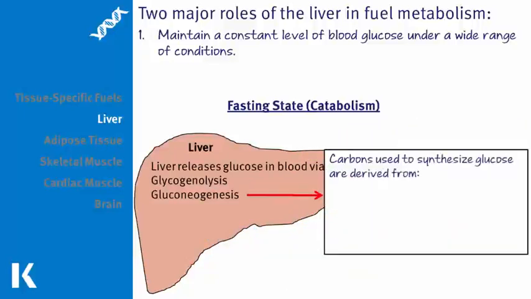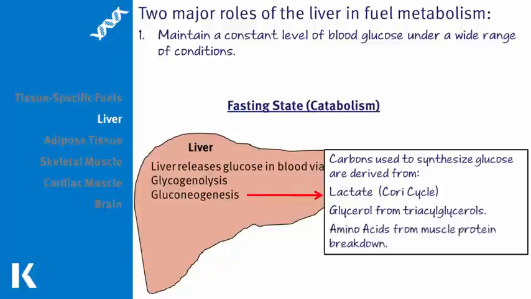Let's take a closer look at gluconeogenesis and where the carbon atoms required to make glucose come from. The first molecule is lactate, which is carried in the Cori cycle from red blood cells to the liver. The second molecule is glycerol from triacylglycerol molecules, and finally, amino acids from the breakdown of proteins found in muscle tissue. These molecules combine to form glucose in the process of gluconeogenesis. However, this process takes about 12 hours to reach its maximum rate, whereas glycogenolysis begins right away.